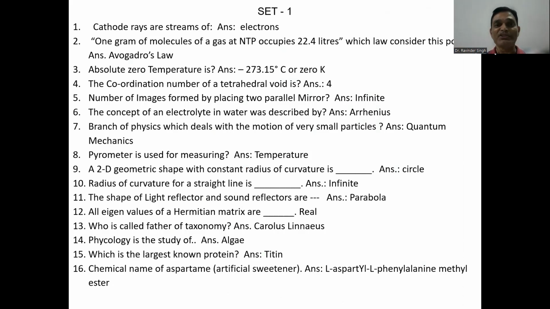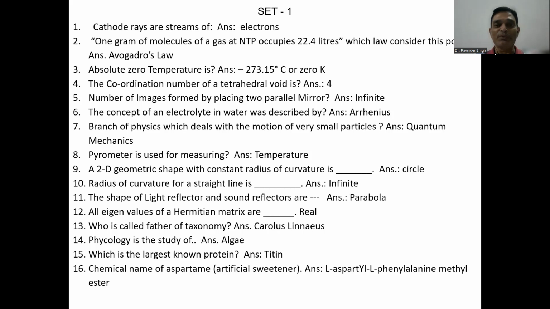The cathode rays are the stream of, answer is electrons. 1 gram molecule of a gas at NTP occupies 22.4 liters. Which law considers this point? Answer is Avogadro's law. Absolute zero temperature is minus 273.15 degrees Celsius or 0 Kelvin. The coordination number of the tetrahedral void is, answer is 4.